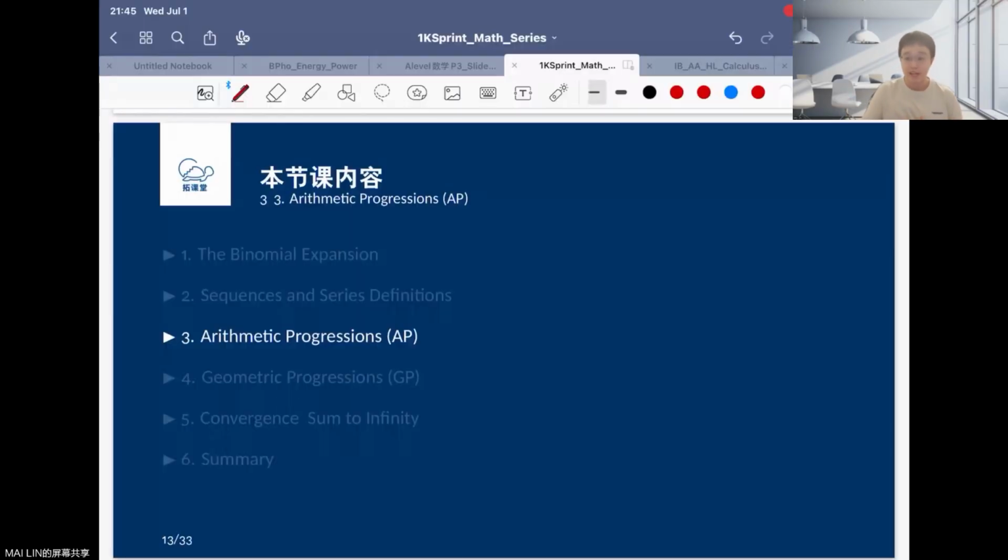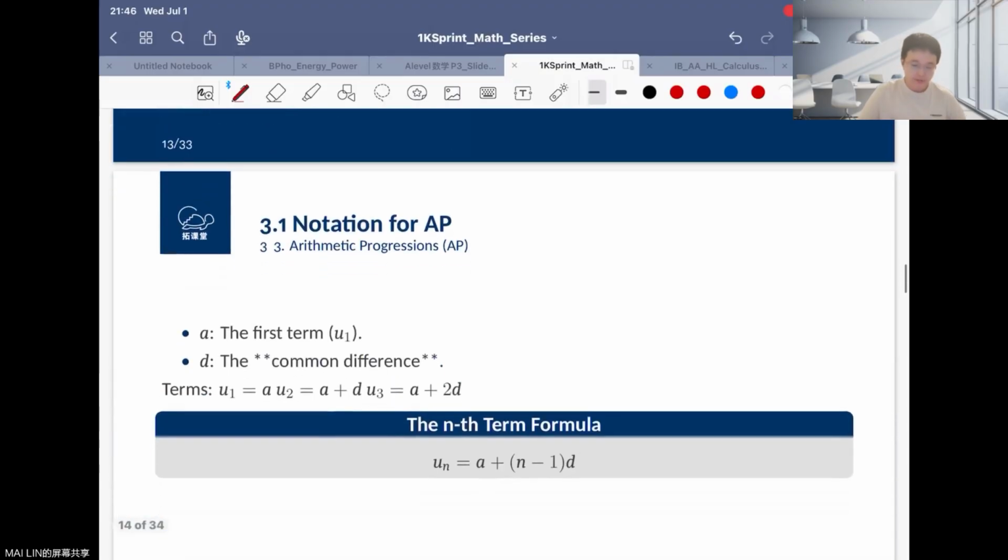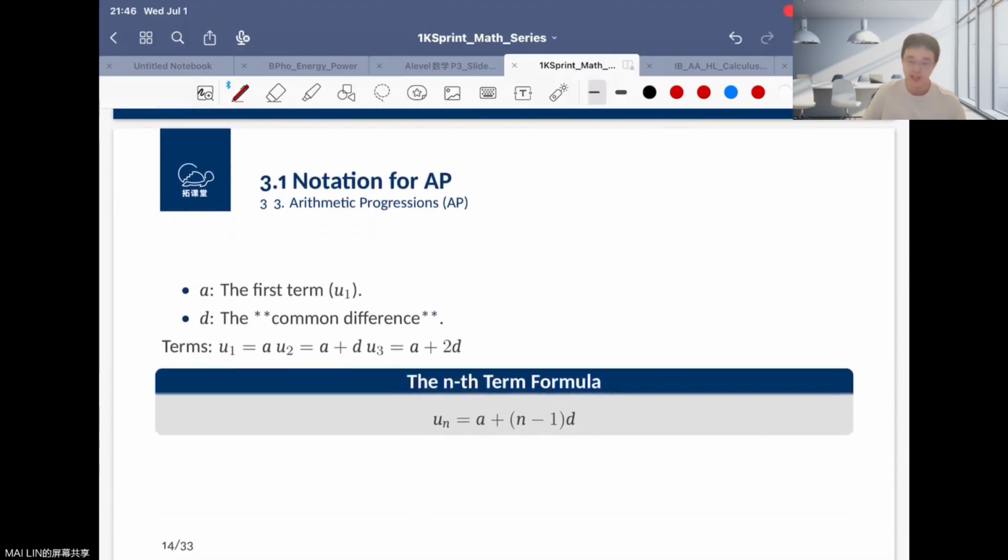Okay, hello guys. Today our lesson is about arithmetic progression. Okay, so let's move into the first part about it. So we already know that for arithmetic progressions, that means each term has the same difference, right?